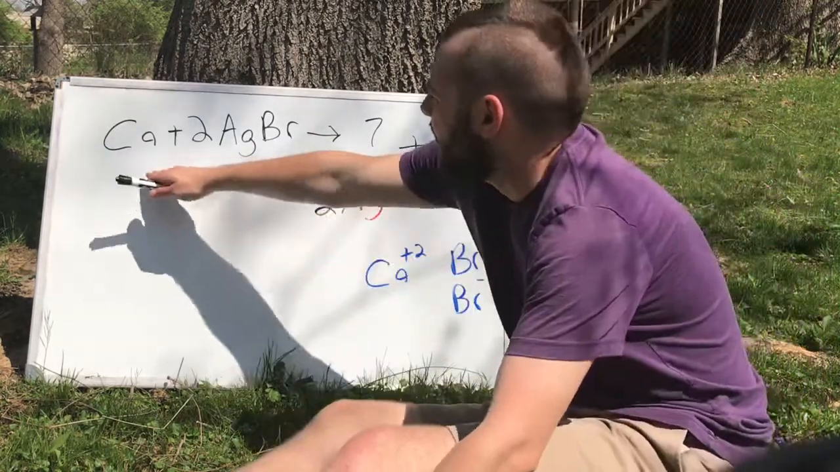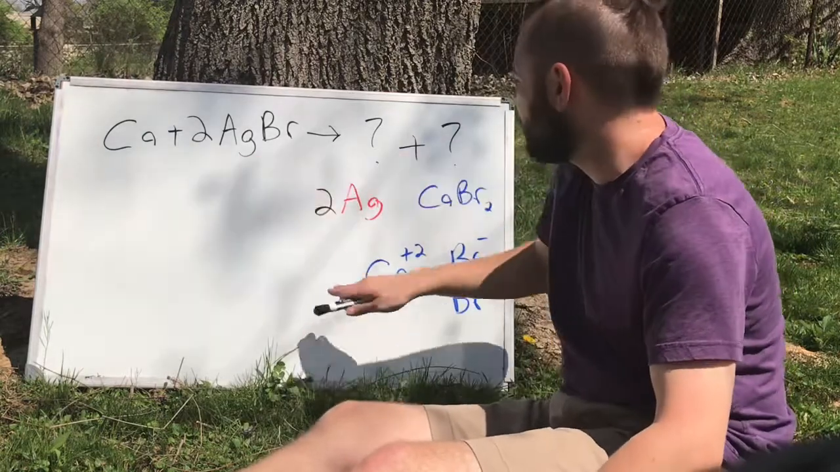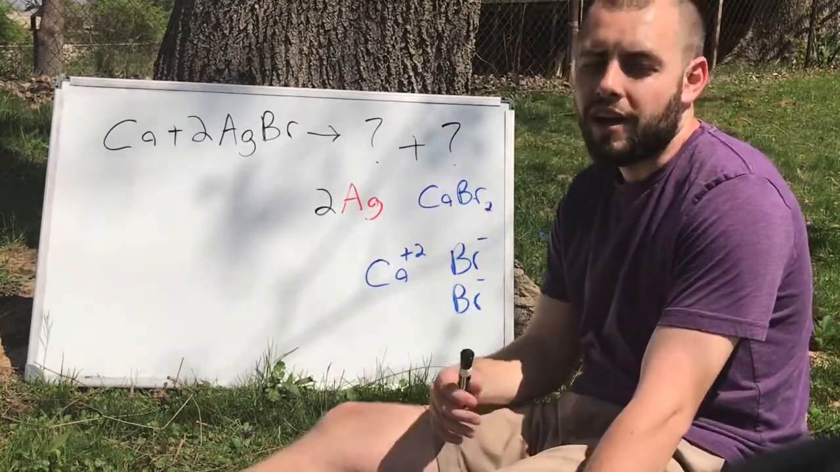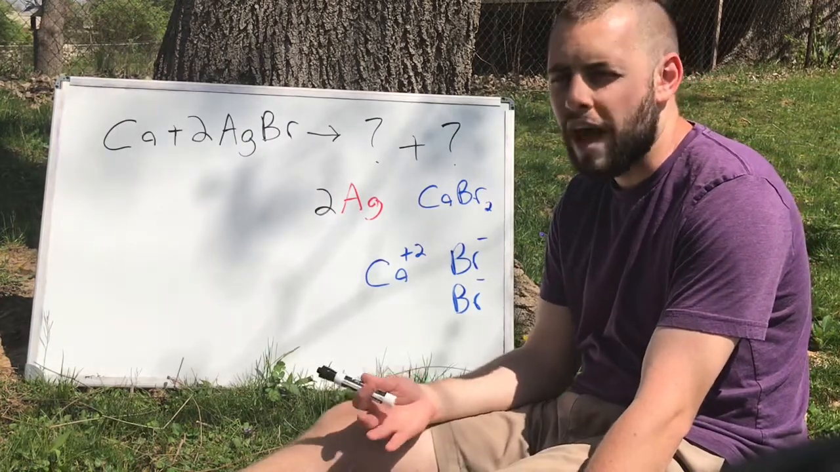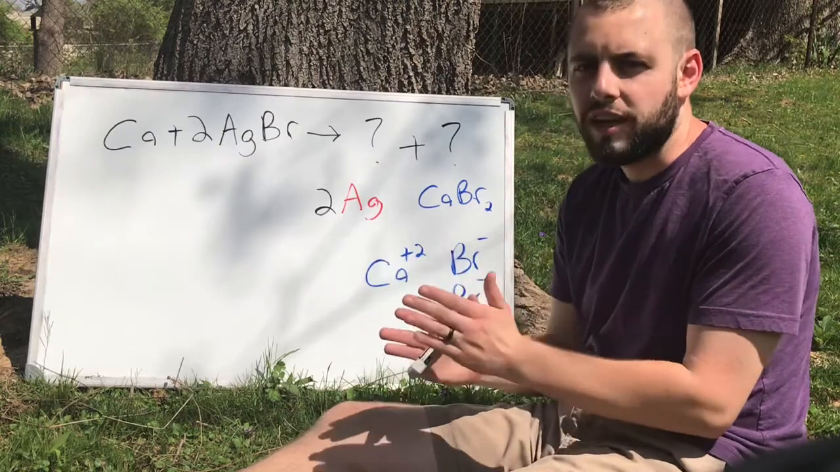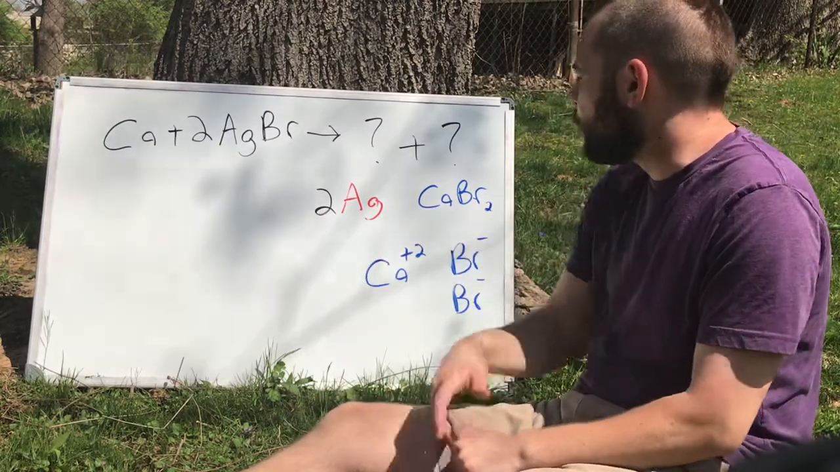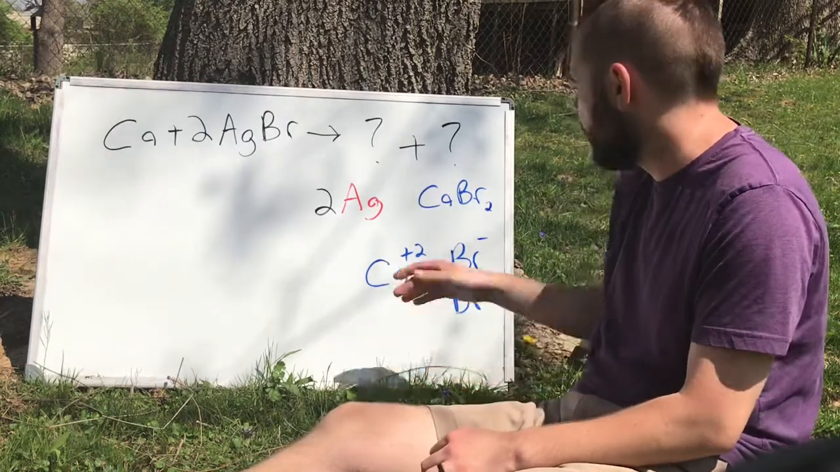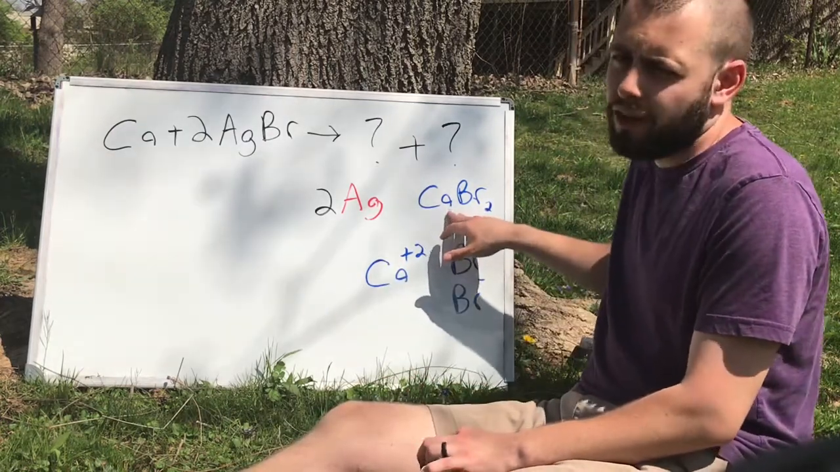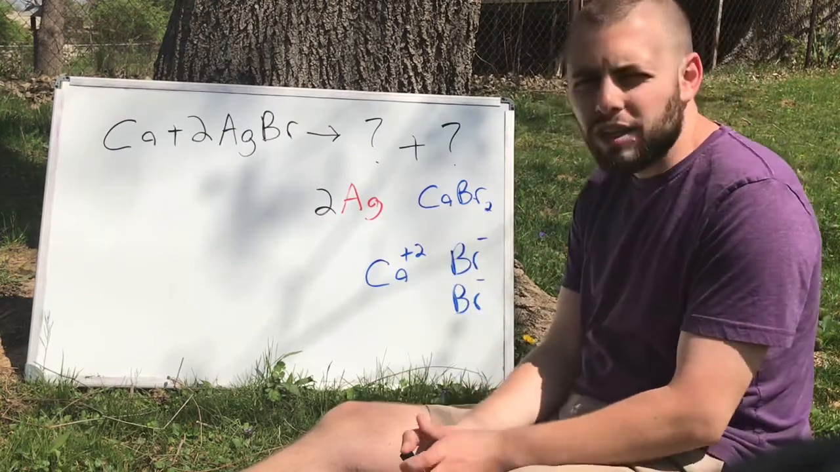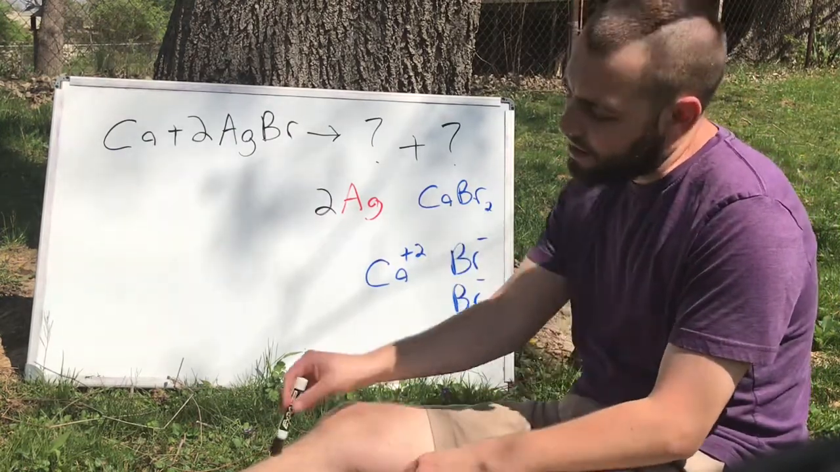1 calcium, 1 calcium. 2 silvers, 2 silvers, 2 bromines, 2 bromines. Not only have I predicted what will happen, I've also been able to predict what ratios it'll happen in. I'll produce 2 atoms of silver for every 1 molecule of calcium bromide that I'm producing. Let's look at one more example, and then I think we'll be good.